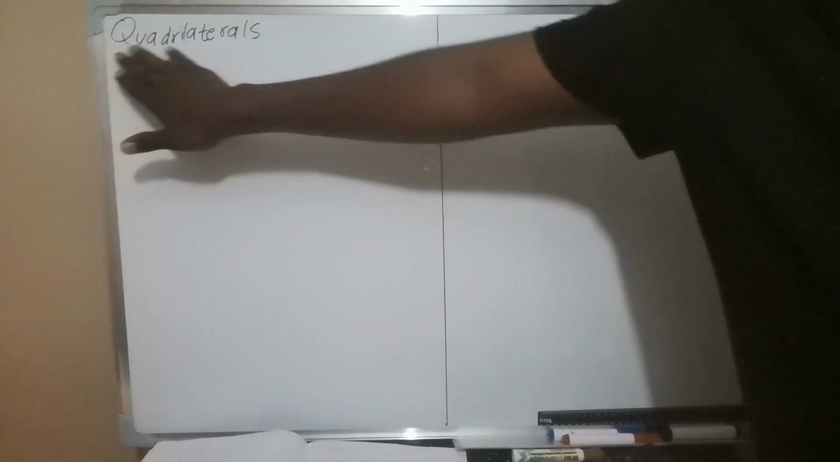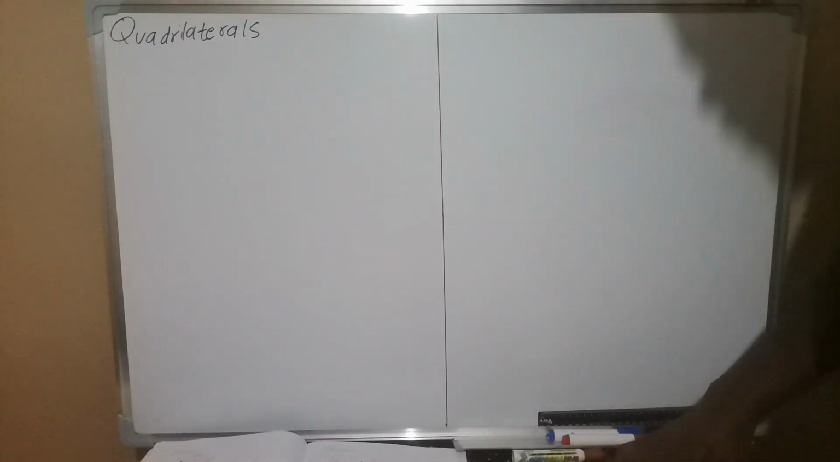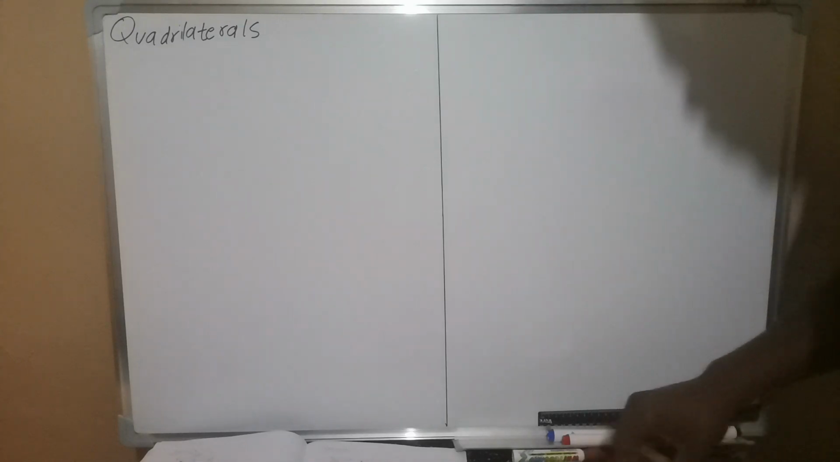Today, guys, we're going to talk about quadrilaterals. Welcome to our lesson. This is grade 10 Euclidean Geometry. All the grades are welcome because these problems are done from grade 8 up to grade 12.